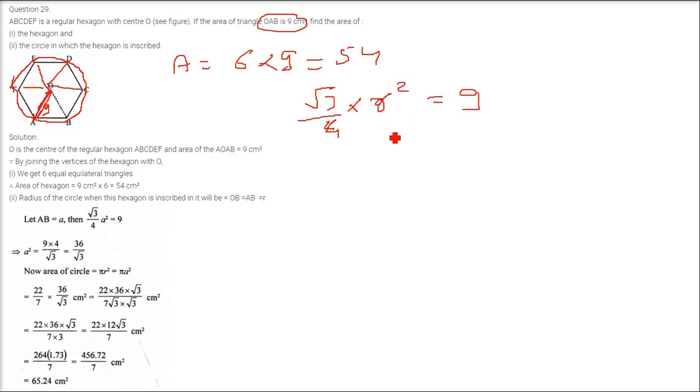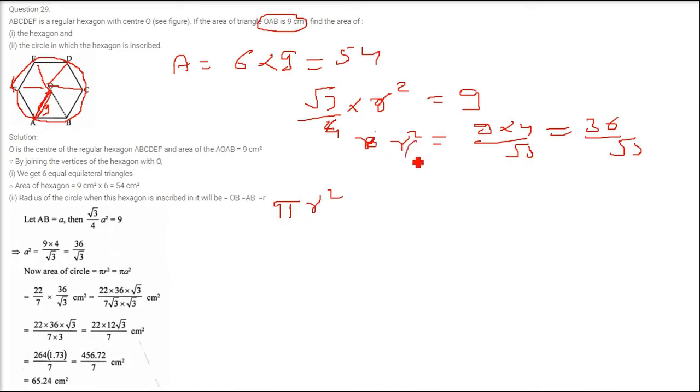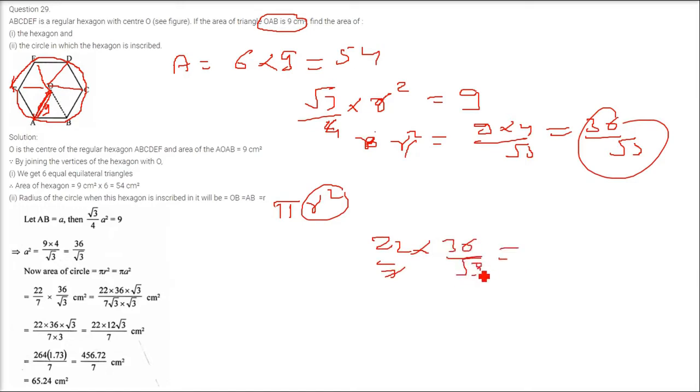Okay, so r and a are both the same, so we can directly use r square. r square will be equal to 9 into 4 by root 3, so this will be 36 by root 3. We know r square, but we have to find the area of the circle, which is pi r square, and since r and a are the same, we can put this value in r square. So 22 by 7 into 36 by root 3. If you take the value of root 3 as 1.732, you get 65.24 centimeters squared. This is the answer.